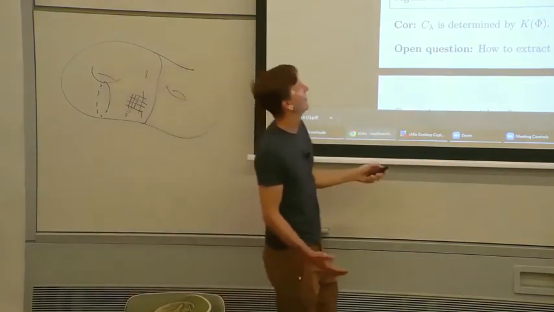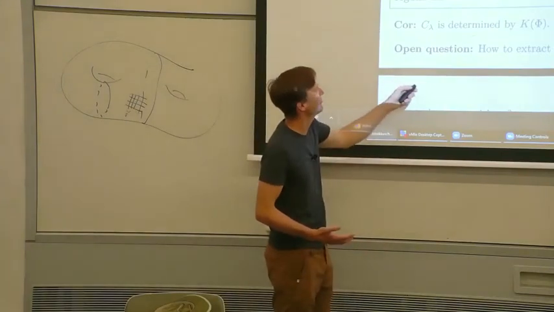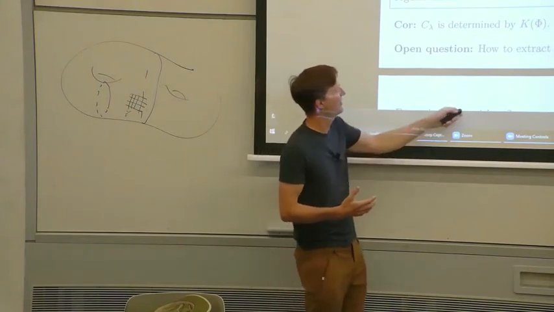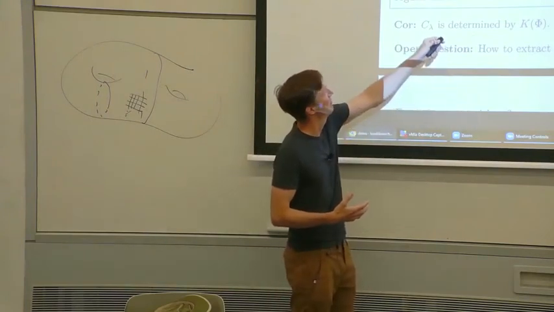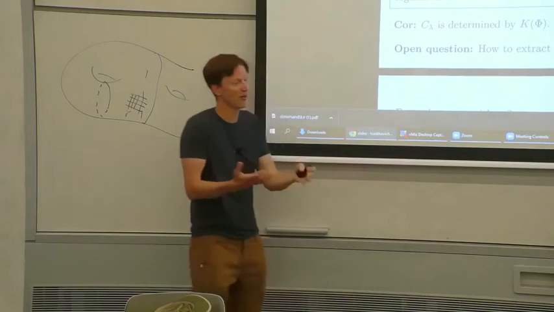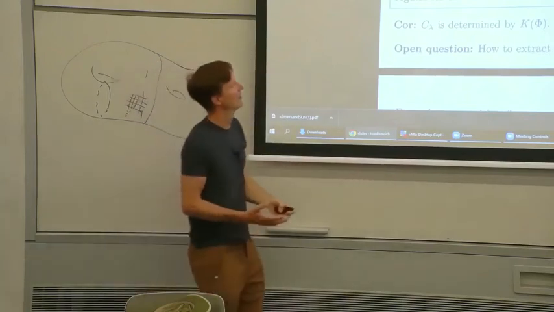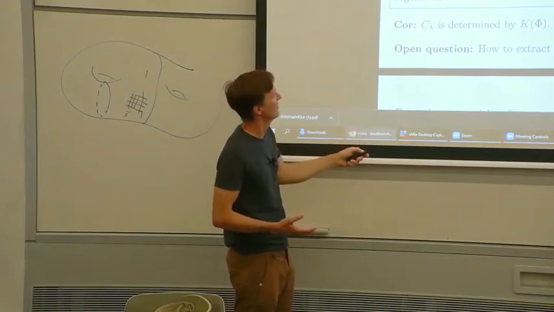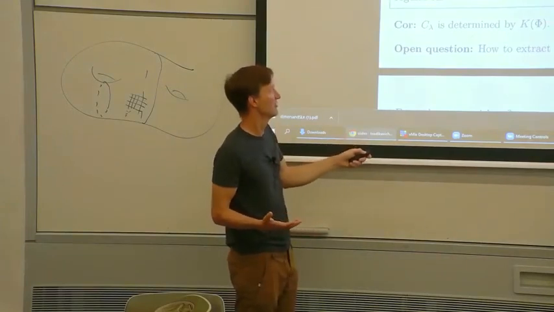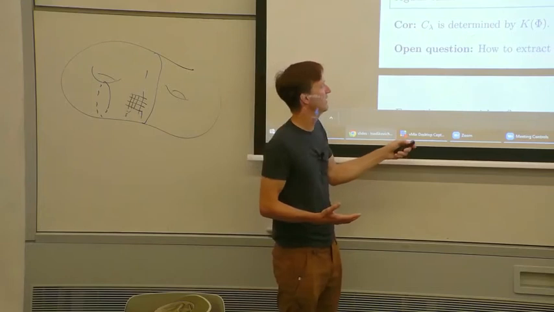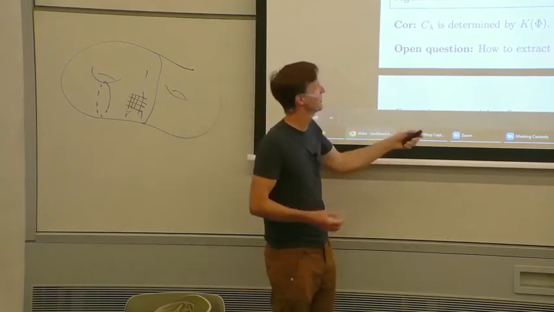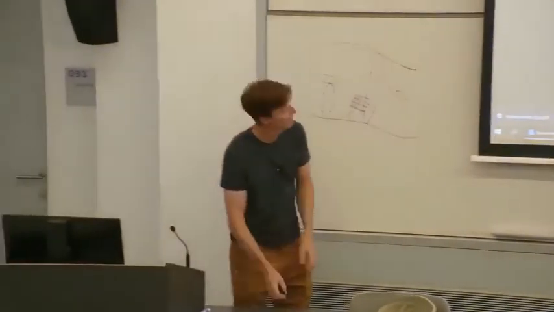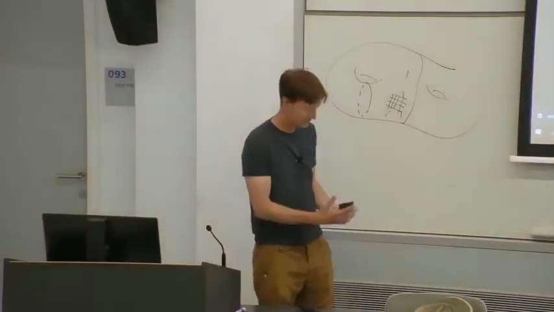On the other hand, this doesn't tell you how to extract these C lambda, because these functions are not orthogonal with respect to any nice quadratic form or anything. So it's not clear at the moment, and we're still thinking about this, how we can algorithmically extract the coefficient from that expression.